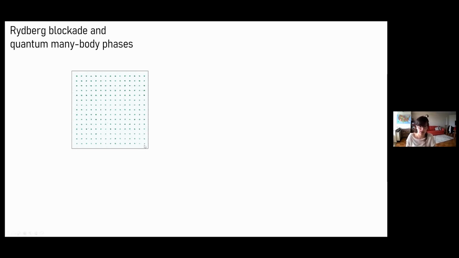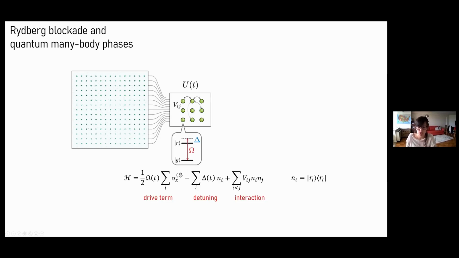And I will take as a first example a simple square lattice, where when we turn on this optical transition just by shining lasers onto the atoms, the effective Hamiltonian that describes the system is the following. We have a driving term proportional to the Rabi frequency of the transition, omega, a detuning term where delta is the detuning from the Rydberg state, and finally the interaction between Rydberg atoms. So if we have a blockade radius that covers the 4 nearest neighbors of an atom, for a Rydberg atom here, its 4 nearest neighbors are all blockaded. They cannot be simultaneously excited.